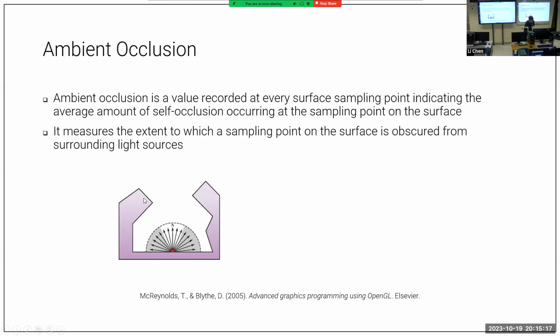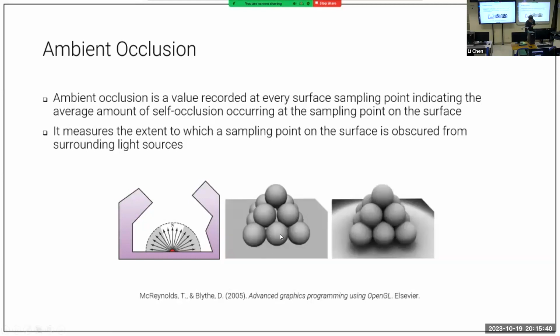When we do ambient occlusion, we simply want to enhance the contrast, but we only enhance the contrast where the shadow exists. So this is the objective of ambient occlusion. How will it look? It will look like this.